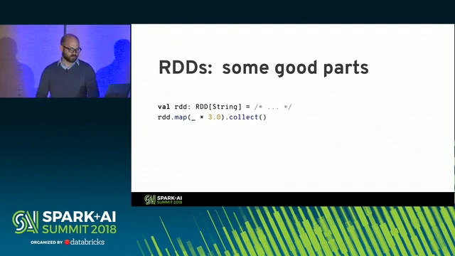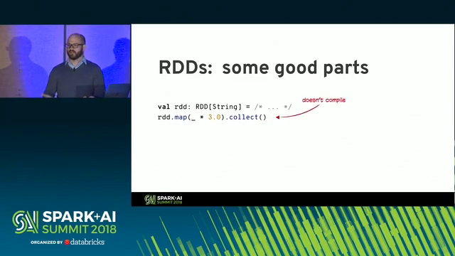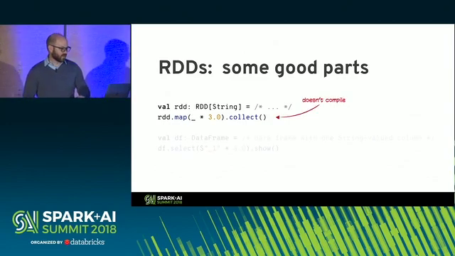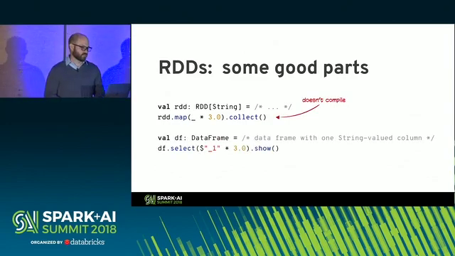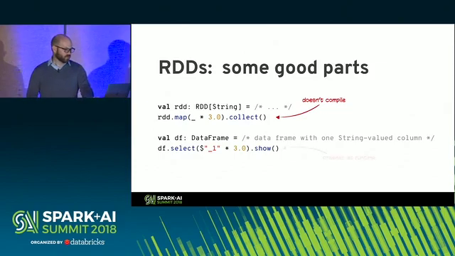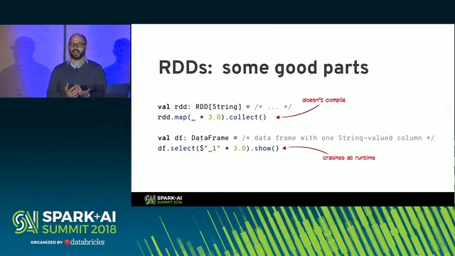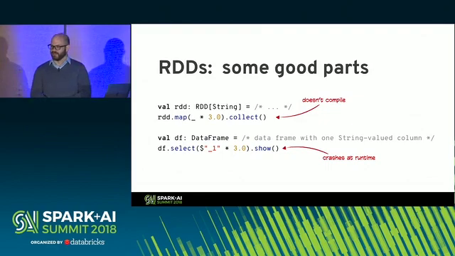So the absolute best feature of RDDs is that this code doesn't compile, right? And by contrast, if we have an equivalent data frame program, it will compile, but it will crash at runtime. So type safety is really my favorite feature here, and I love it because it keeps me from making stupid mistakes. I especially love type safety keeping me from making stupid mistakes in machine learning programs because these can run for hours before they crash with a type error that I could have found out about at compile time.